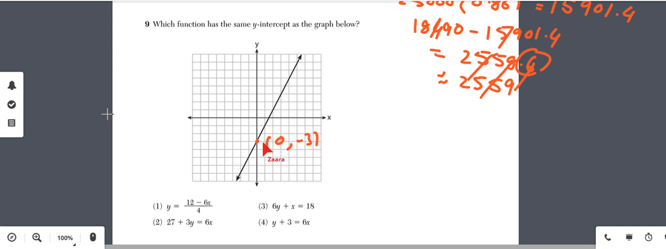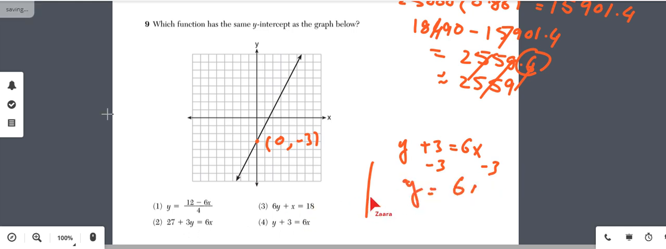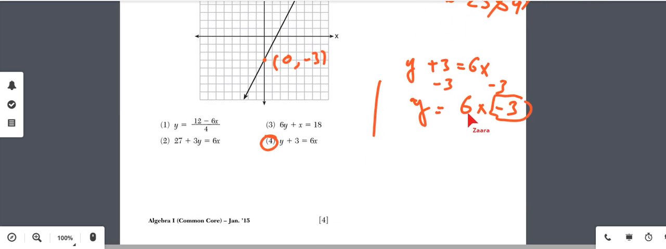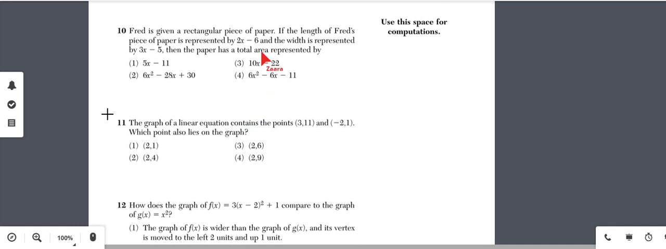Look at question number 4. Do I have to substitute? No, we have to find which one has the same y-intercept. So y plus 3 is equal to 6x. Subtract 3 from both sides and you will get y is equal to 6x minus 3. So this also has the y-intercept of negative 3. So option 4 is correct. Got it? Clear? Okay, next one.